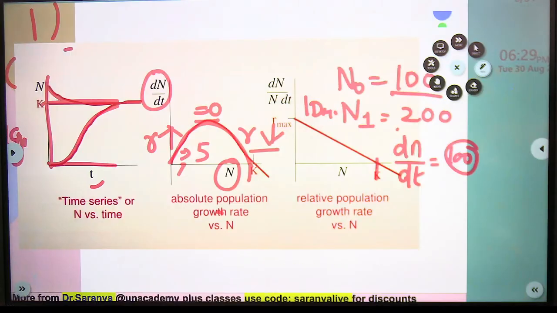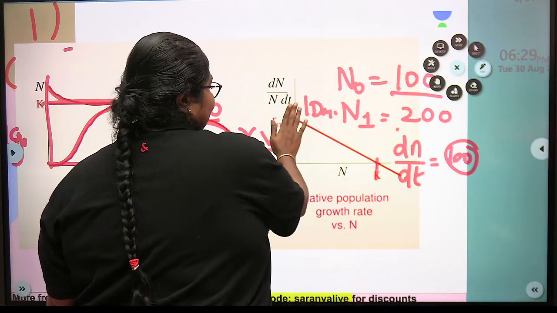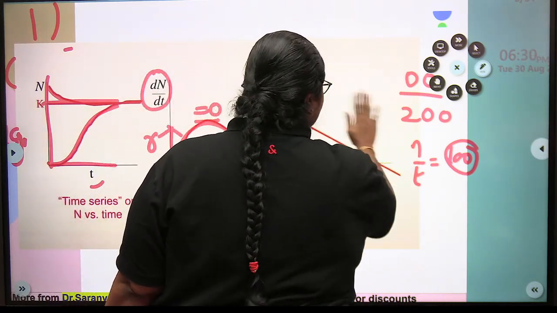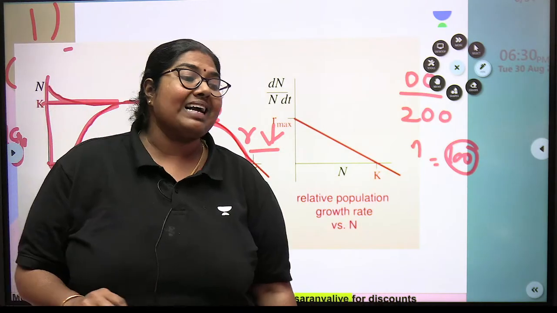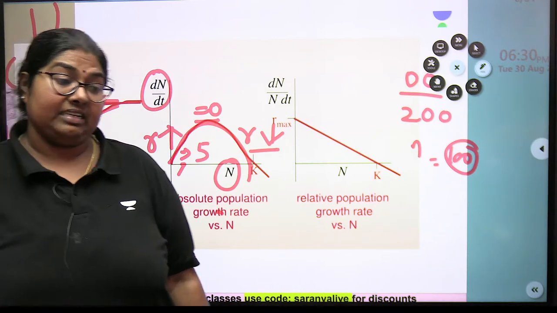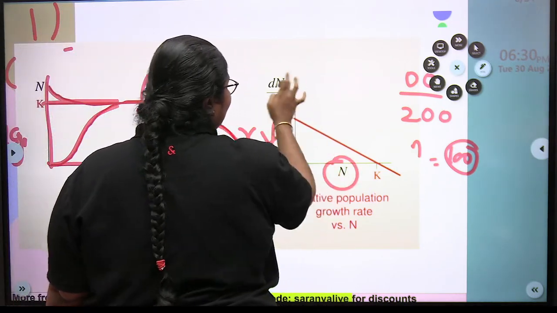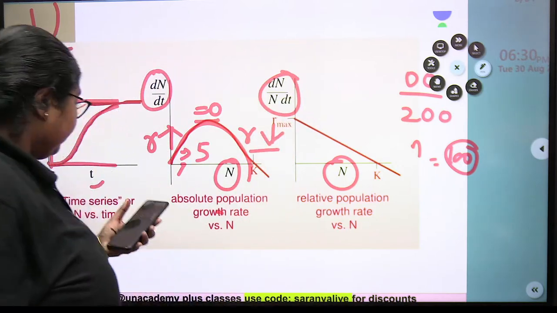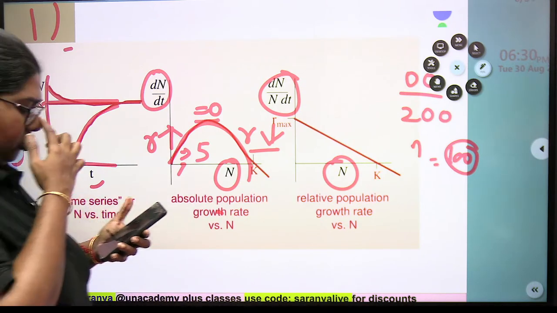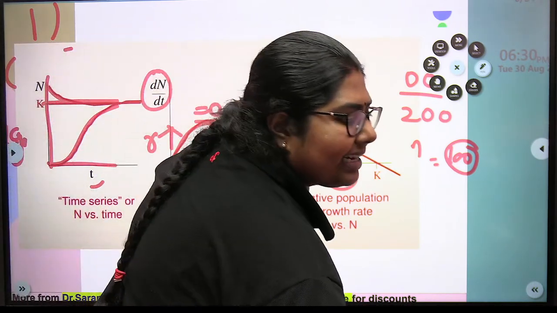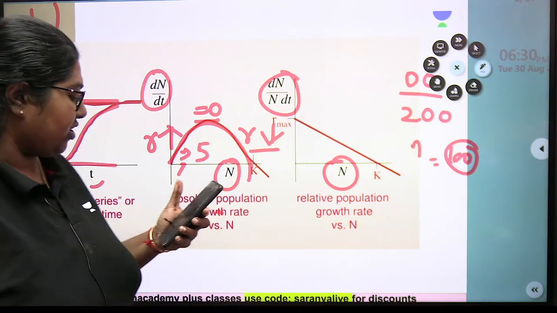So if it is going to be 1/N into dN/dt versus N, the curve should be like this. But in that question, they have asked specifically about your strong allee effect. That is why the answer differed. Now you understood the difference between when you have to plot this and when you have to use that graph. For that only I was explaining both of these concepts. Understood? It is all clear now. So you have an in-depth understanding of the graphical interpretation of this question, I guess.